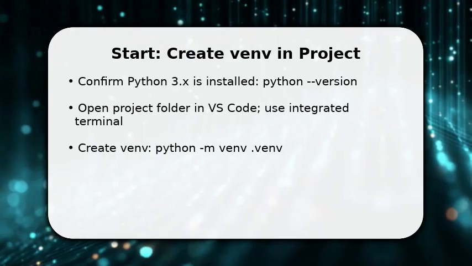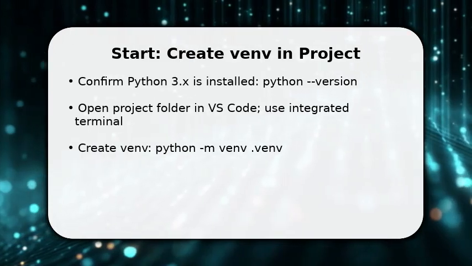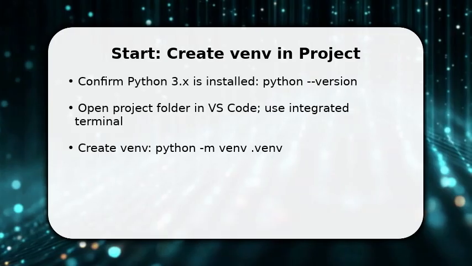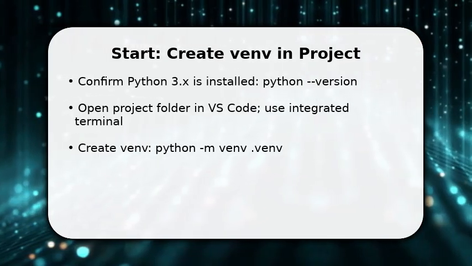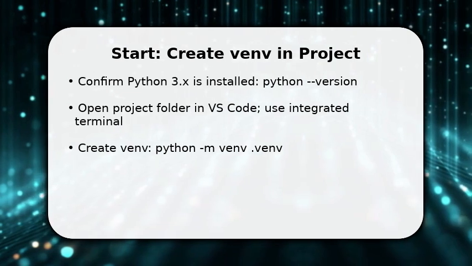Press Command/Control+Shift+P, choose Python: Select Interpreter, and pick the venv interpreter. This ties the editor to the new environment and avoids global package conflicts.